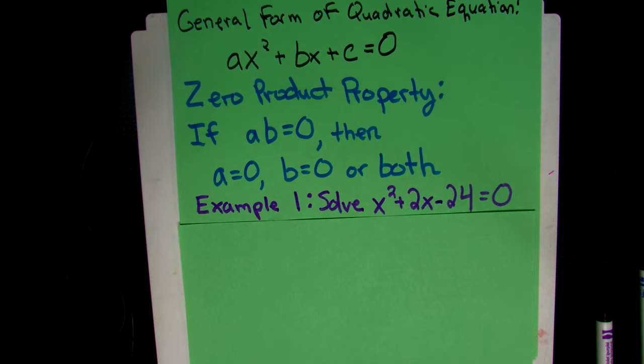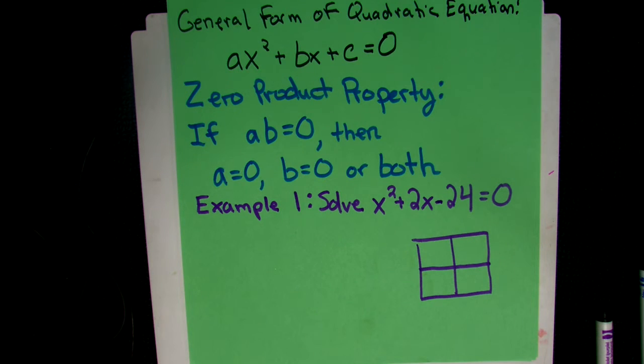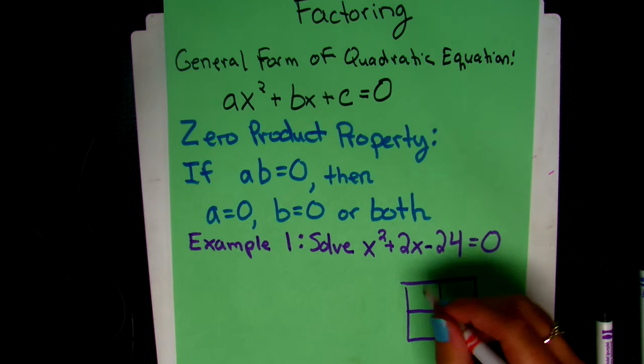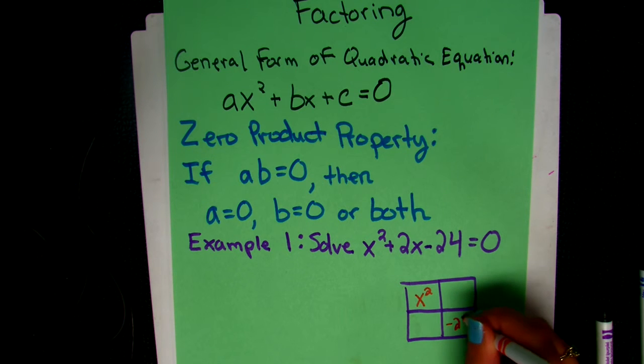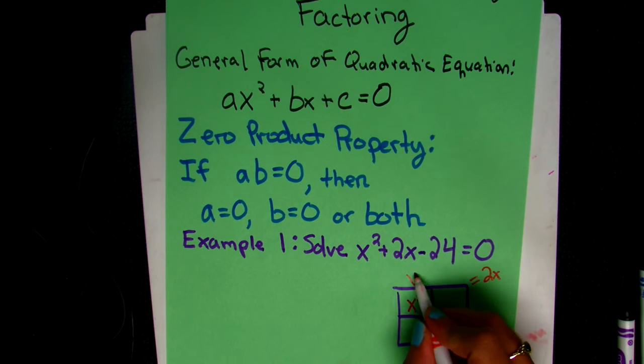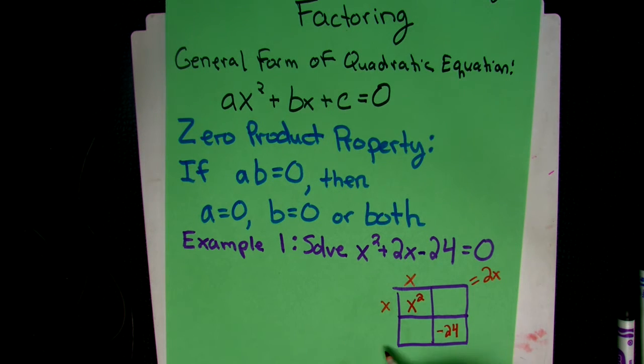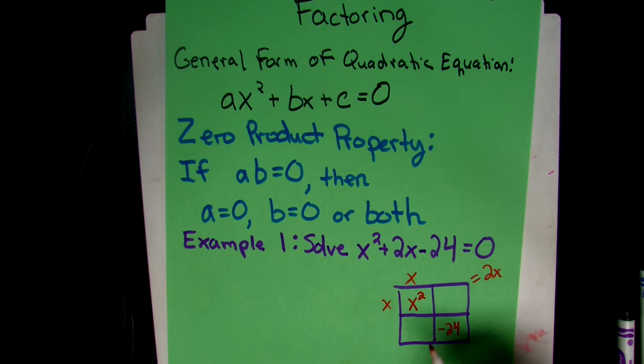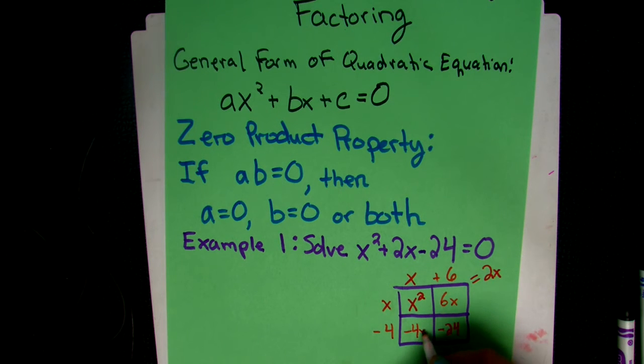Example 1 says solve x squared plus 2x minus 24 equals 0. Since we're already set equal to 0, we don't have to move anything. We just need to factor this into two factors. Remember, that is where your box comes into play. We know this is supposed to be x squared, and this is supposed to be negative 24, and we want the middle terms to add up to positive 2x. So this should be x and this should be x, because that will give us x squared. We need two numbers that multiply to negative 24 but add up to 2. I'm thinking 6 and 4, and one of them needs to be negative. Since it's going to be a positive 2x, let's do positive 6 and negative 4, because that will give us 6x and negative 4x, which add up to 2x.